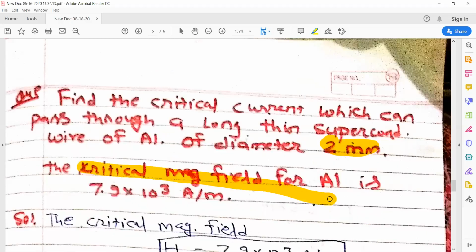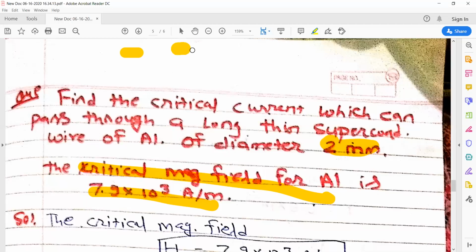The critical magnetic field for aluminum is given, and the wire diameter is also given. So we need to find the critical current IC, and the critical magnetic field is given.